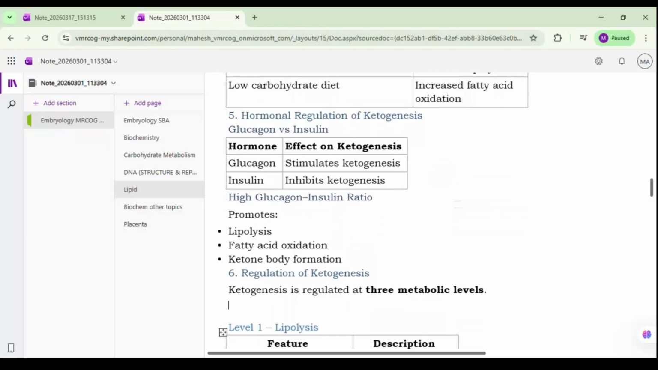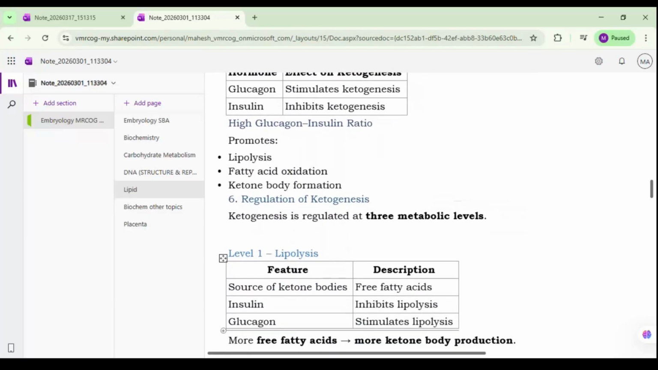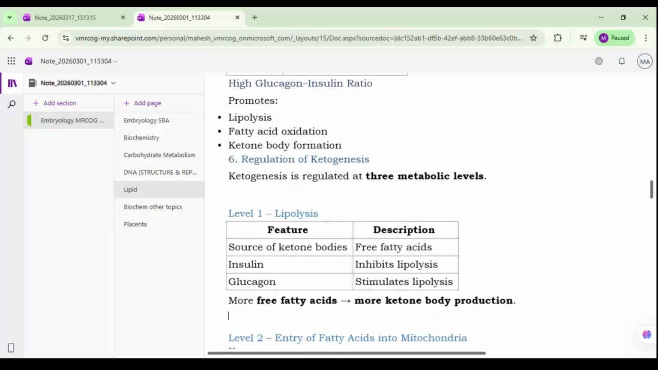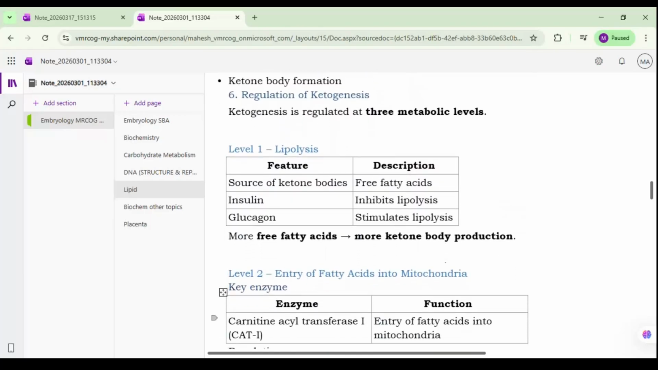So ketogenesis is regulated at three metabolic levels. One is the source of ketone bodies, that is free fatty acids. Second, insulin inhibits lipolysis, and third, glucagon stimulates lipolysis. So the more free fatty acids, the more ketone bodies are formed. If there is lipolysis, you will get more free fatty acids, the substrate is more, so you will get more ketone body formation.